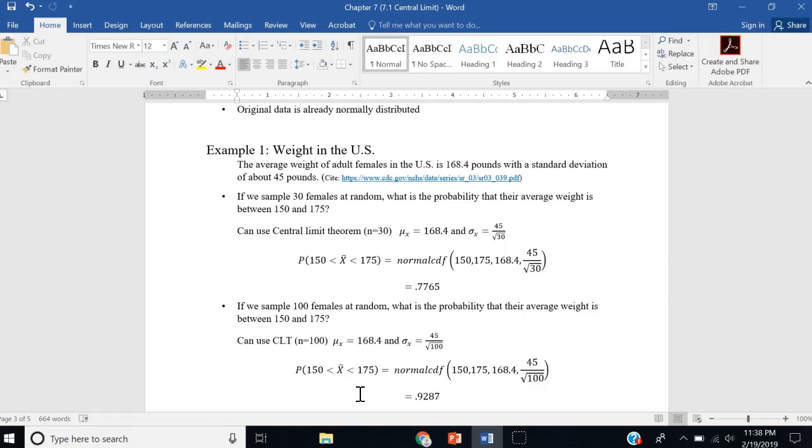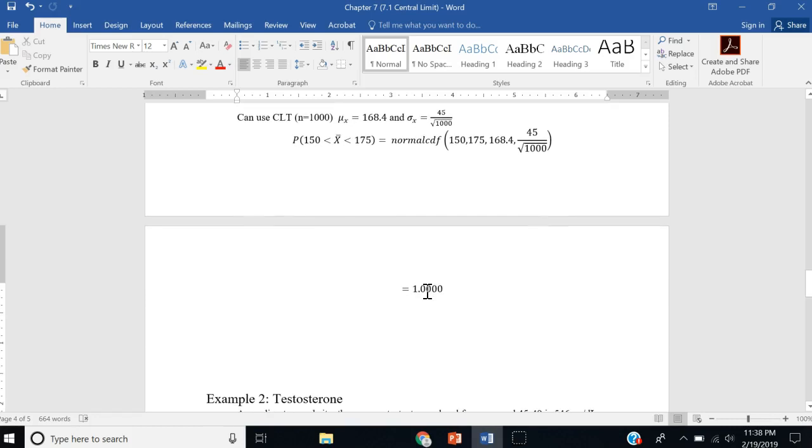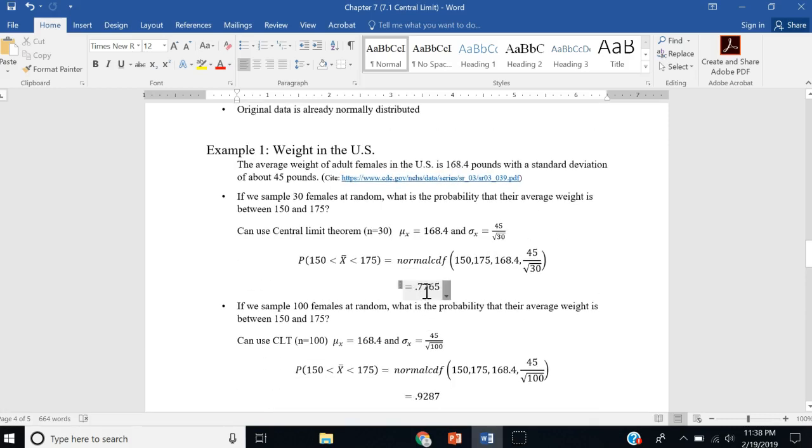So the bigger my sample gets, the better representation of the entire population it will be. So that's what we're seeing in this example now, going from about 78% to 93% to 100%, shows that as the sample sizes increase, you're more likely to get closer to the actual population average, which in our case is 168.4.